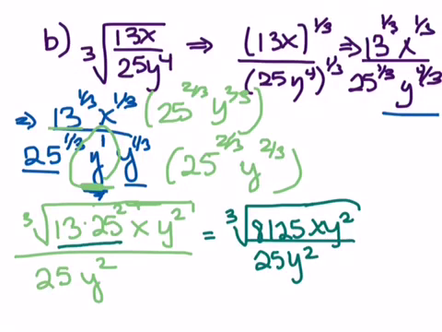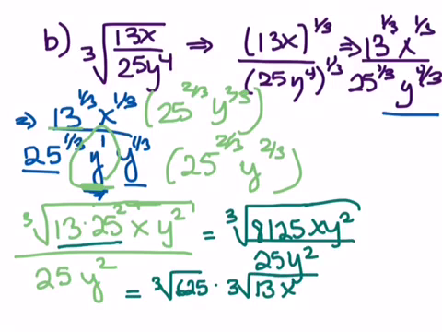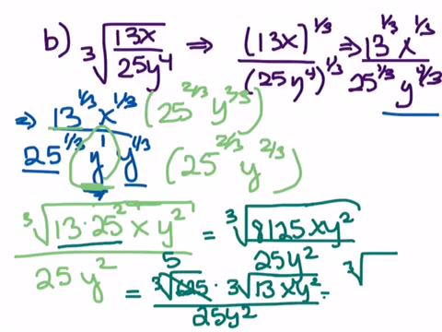Okay, so I need to try to simplify that 8125. I see that 8125 is divisible by 625, so I'm going to split this into the cube root of 625 times the cube root of, I'm left with 13, and then the xy squared will just tag along, over 25y squared. Alright, so the cube root of 625 is 5, and 5 over 25 is 1/5. So that's going to leave me with the cube root of 13xy squared over 5y squared.